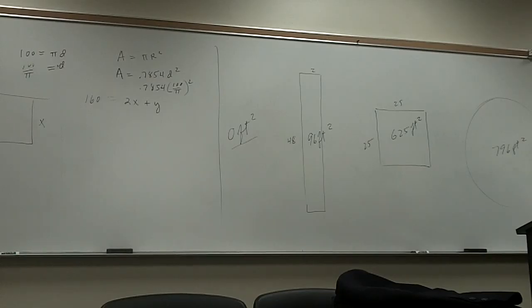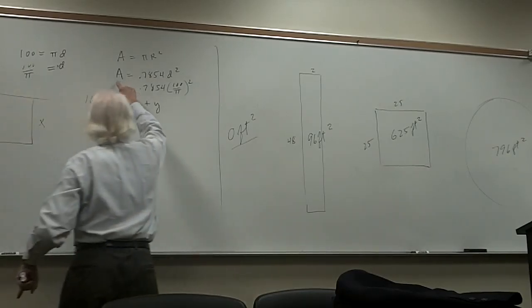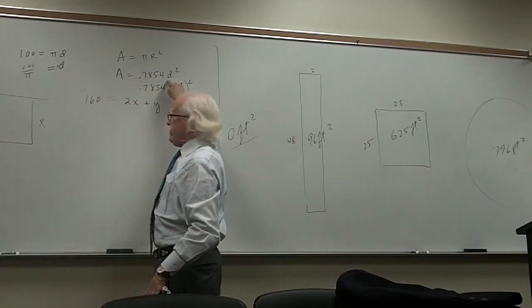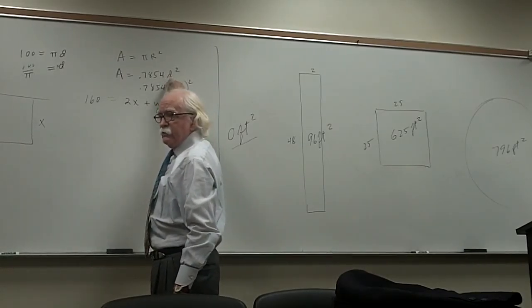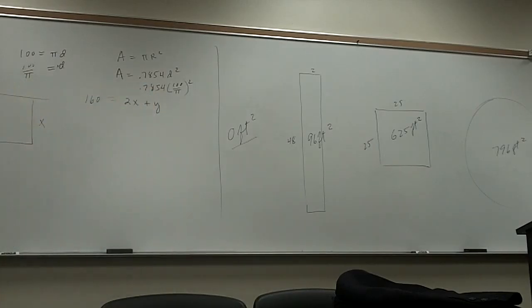you see this equation right here? That's it. If I know the diameter of that circle, I can calculate the area with that equation. That make sense? Pretty simple? Easy?